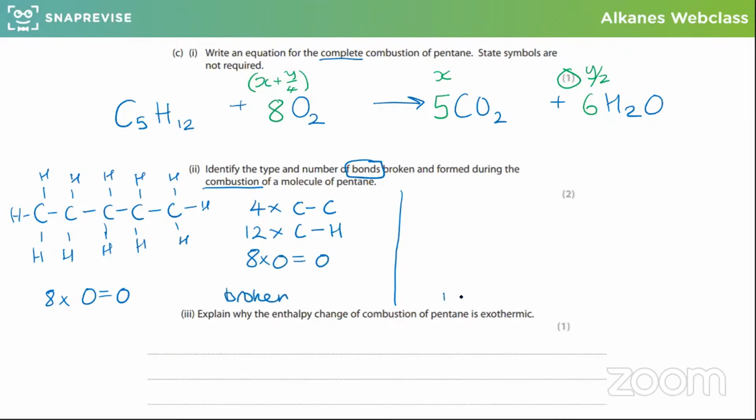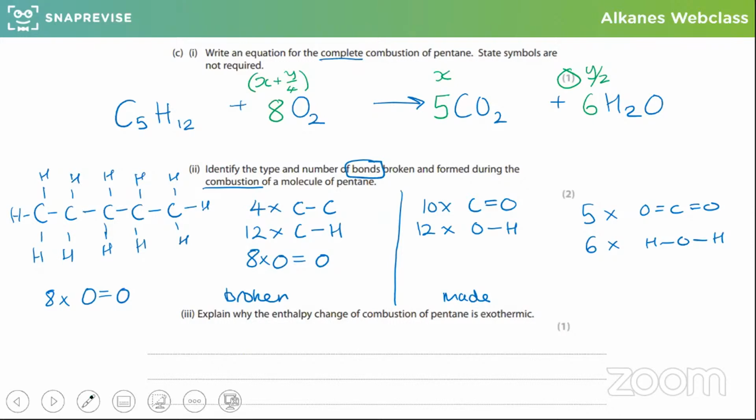And then the ones that are made, well, we make 5 lots of C double bond O and 6 lots of H2O. Oops, that's supposed to be a double bond. So that means we're going to get 10 lots of C double bond O's made and 12 lots of OHs made. Sorry, I said broken, I meant made. And again, you have to get all of that right for 1 mark each to total the 2 marks.